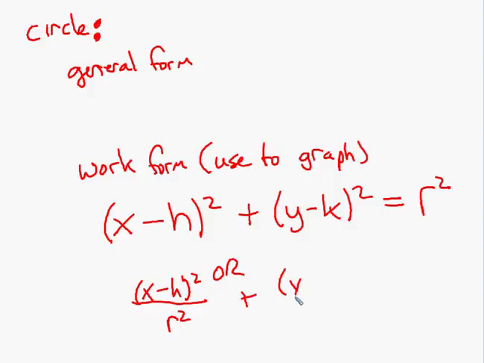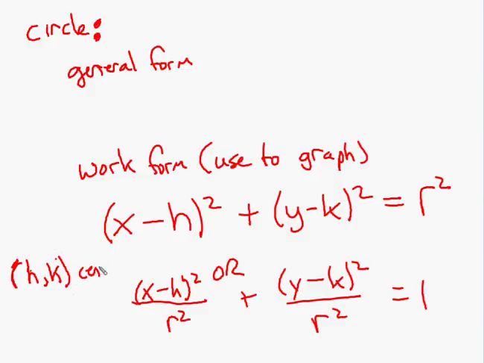I want you to recognize it like this also, because when we do ellipses, this will be important. We could divide both sides by r squared and get a 1 on the right. Either of these is fine, but the thing under x and y is our radius squared. What are these parts? Well, h, k, much like our vertex form, it's not a vertex though, that's our center. And r, the square root of this thing, is our radius.